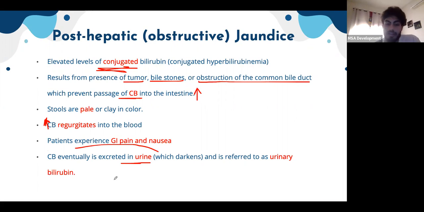CB is excreted in urine, which darkens over time. Because we are not able to excrete it in our feces, it goes into our urine, which gets darker, and that is referred to as urinary bilirubin. So when our urine is getting dark, it's due to conjugated bilirubin, or post-hepatic or obstructive jaundice. Okay. All right.